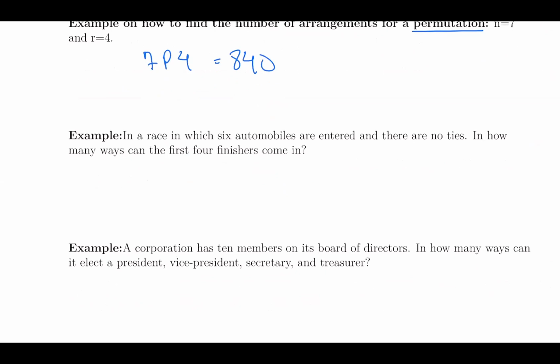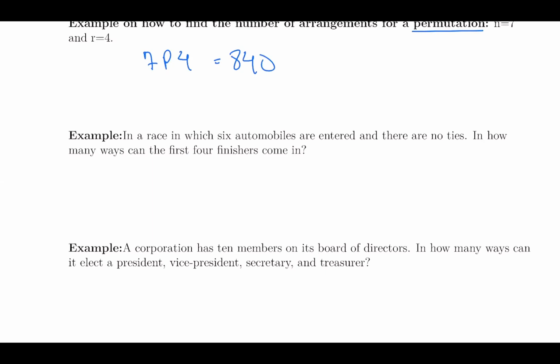So it says, in a race in which 6 automobiles are entered and there are no ties, in how many ways can the first 4 finishers come in? So for this one, what you have to realize is we have 6 automobiles racing. Are all 6 automobiles different from each other, or are they all the same automobile? Cool, so they're all different from each other.